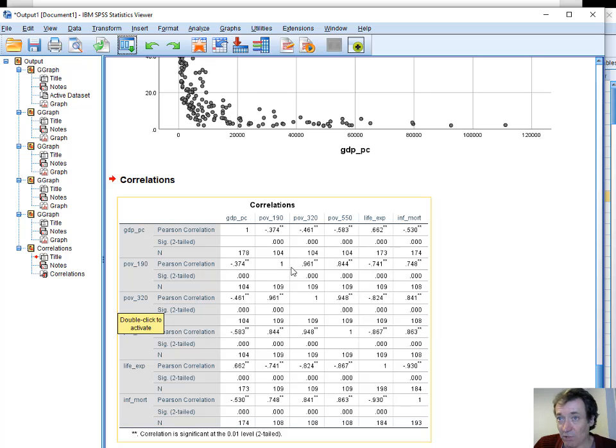But once you've got this matrix of connections, you can see connections between other things directly that aren't related to per capita income. So, for instance, poverty at the $190 level is extremely strongly correlated with poverty at the $320 and the $550 levels, as you'd imagine it would be. But also it's negatively correlated with life expectancy. Countries with more poverty, lower life expectancy. Again, you might expect that. Countries with more poverty, higher infant mortality. Again, you might expect that.